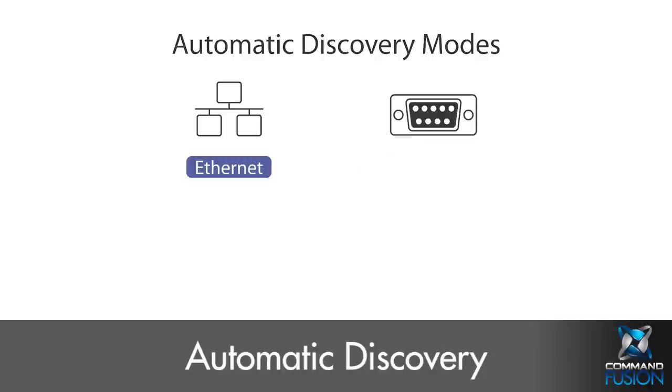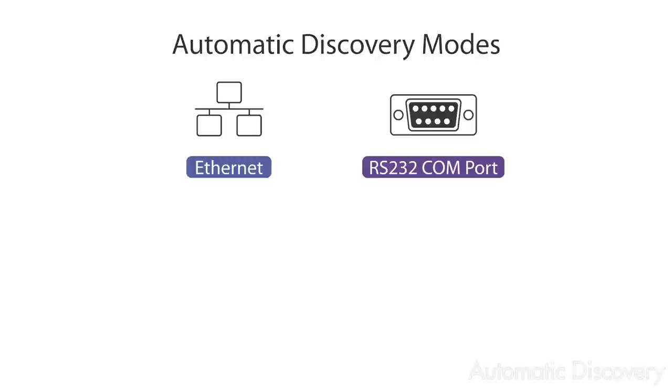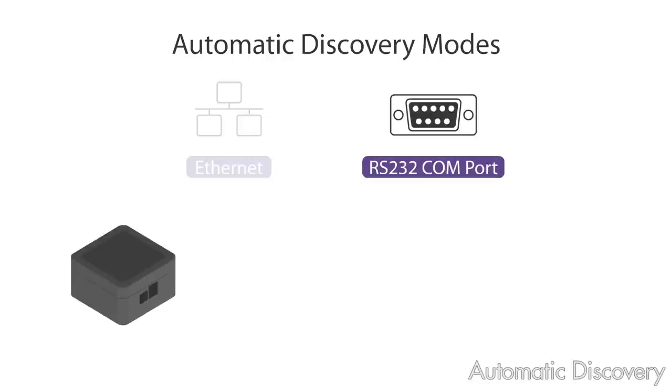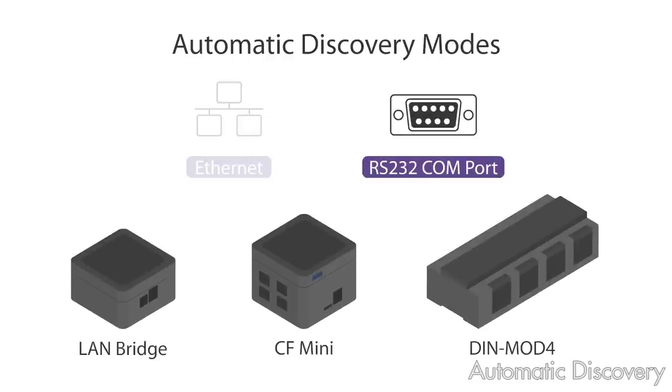The automatic discovery feature allows you to scan for CF-Link devices on the network, as well as select and configure them. System Commander can automatically discover devices in two ways. The first is via the local network using UDP broadcast communications. To do this, you must have a CommandFusion LAN bridge. The second way is via RS-232. This can be done with any CommandFusion device that has an onboard RS-232 port.